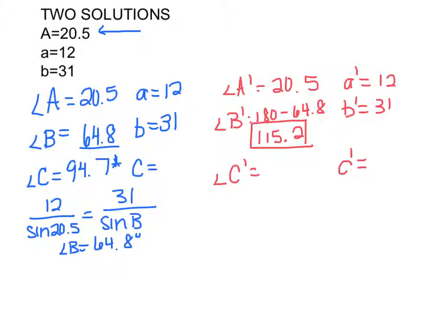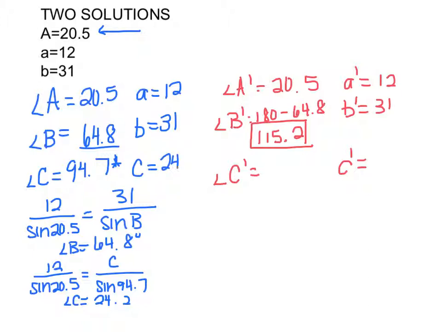Then I have to find side c. So I'm going to take 12 divided by sine of 20.5 equals side c over the sine of 94.7. When I do this, I get side c is 24.2 degrees. 24.2. Now I'm going to have to finish the triangle that is red.